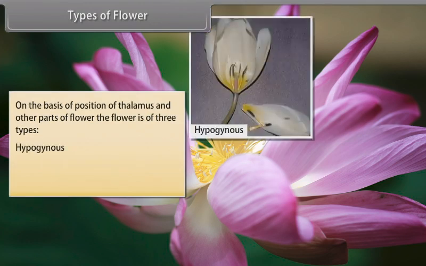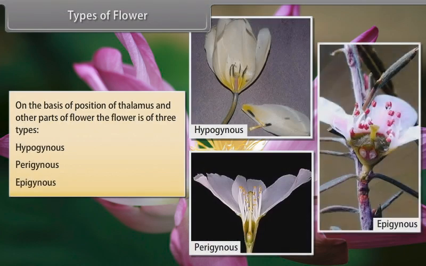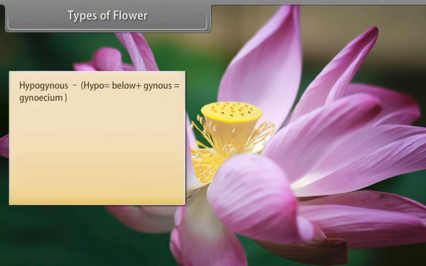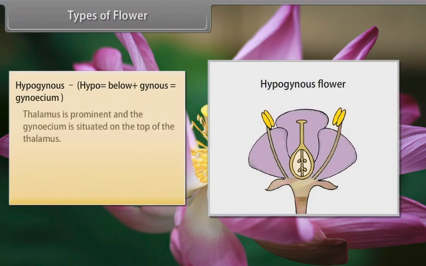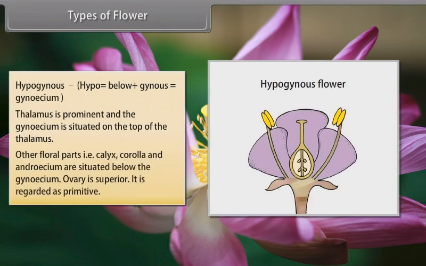Hypogynous, perigynous, epigynous. Hypogynous. Thalamus is prominent and the gynoecium is situated on the top of the thalamus. Other floral parts, that is calyx, corolla, and androecium, are situated below the gynoecium. Ovary is superior. It is regarded as primitive.